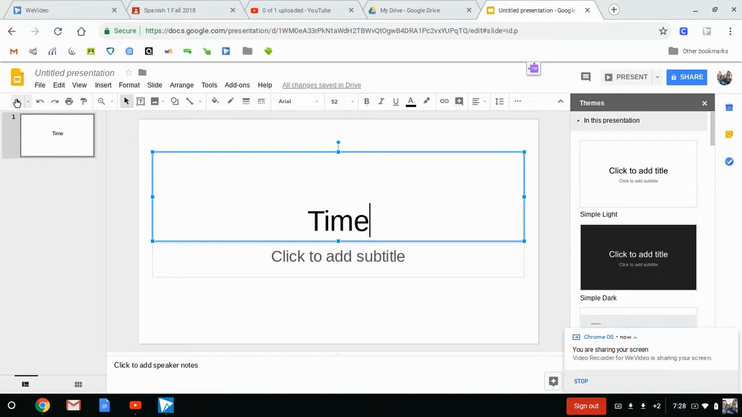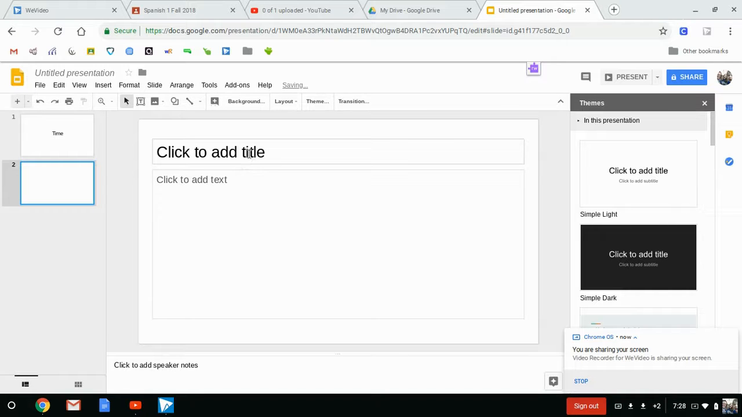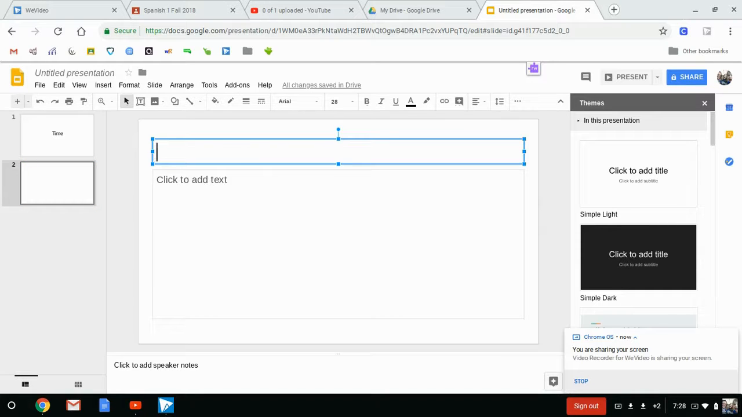So, time. The first thing I want you to write down is this question: ¿Qué hora es? There should be an upside down question mark there. I'm not going to take the time to find that. And there should be an accent on this E right here. ¿Qué hora es? That means literally, what hour is it? But that's how we say what time is it. So write that down first.